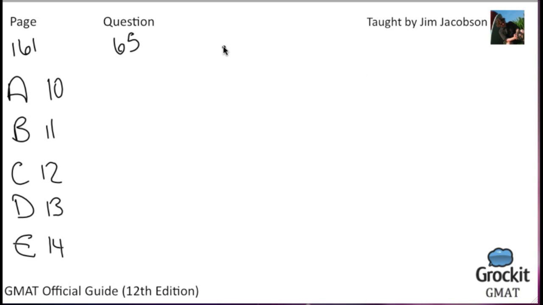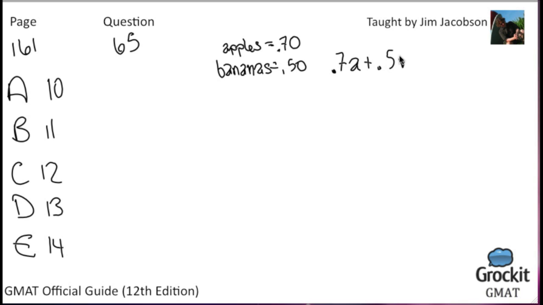So apples are 70 cents each. Bananas are 50 cents each. And the total of, well, really it's 0.7 times the number of apples plus 0.5 times the number of bananas equals $6.30. Computer does not want me to give you decimal points. Okay.